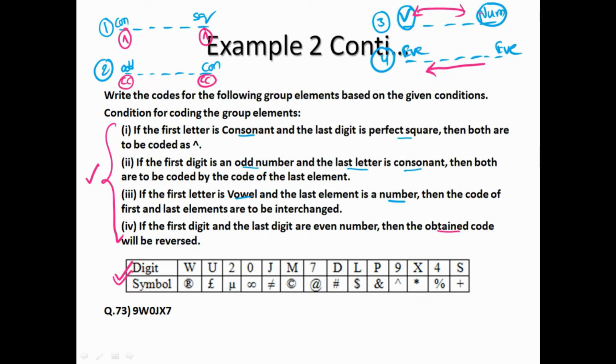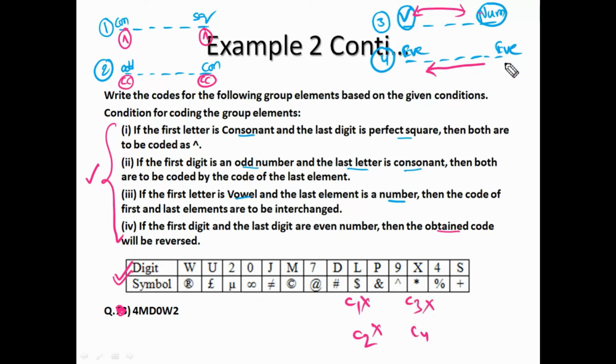Next, see the next example. Yes, condition 1: first letter is a consonant? No sir, it is not a letter. Condition 1 fails. Condition 2: first is an odd? No, it is not an odd. Fail. Condition 3: first is a vowel? It is not a letter. Condition 3 also fails.